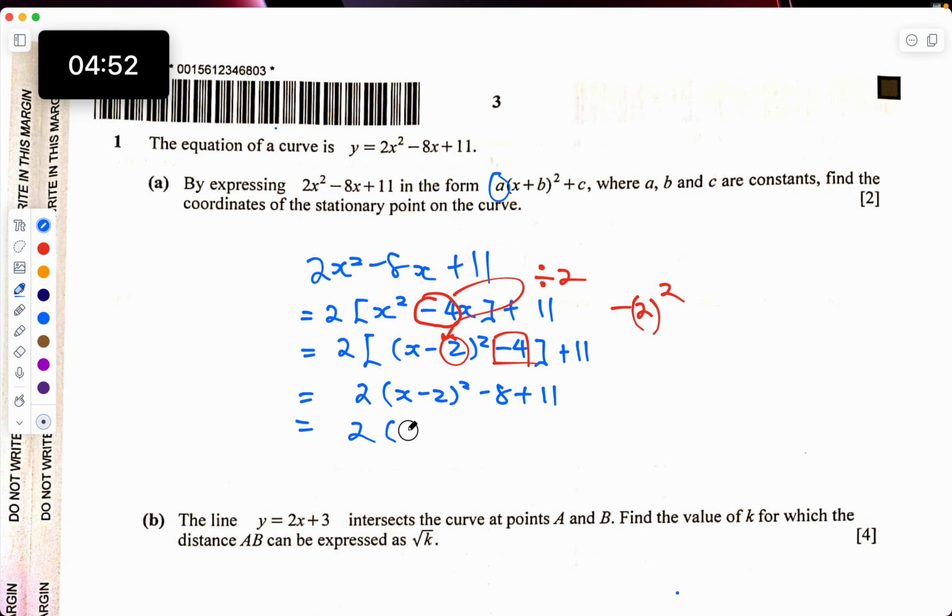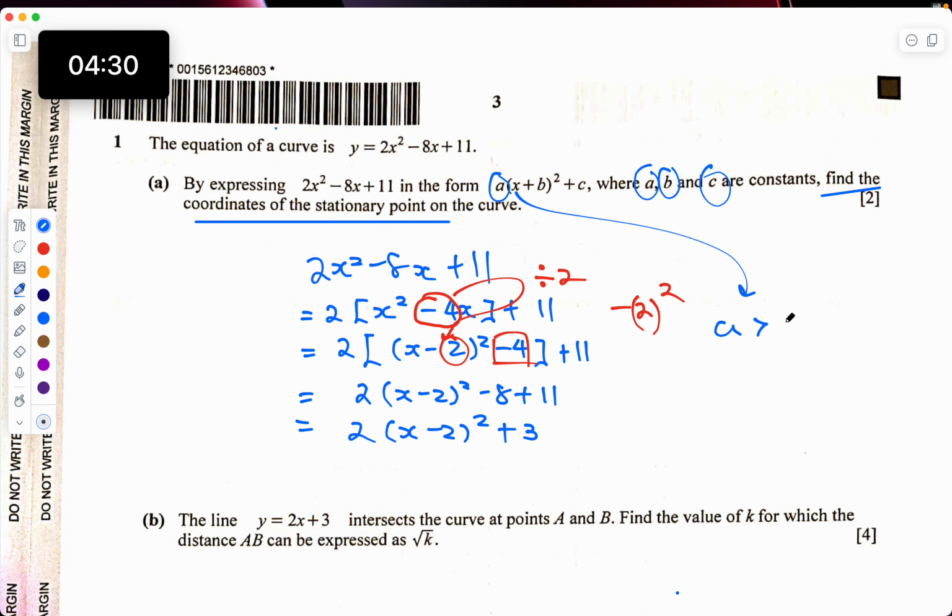So if you simplify, this will get you 8, 9, 10, 11 plus 3. They did not ask us for the values of A, B, and C, so that would be how you write the final answer, but they wanted you to go on with the coordinates of the stationary point. To get the stationary point, you need to remember about this particular A.